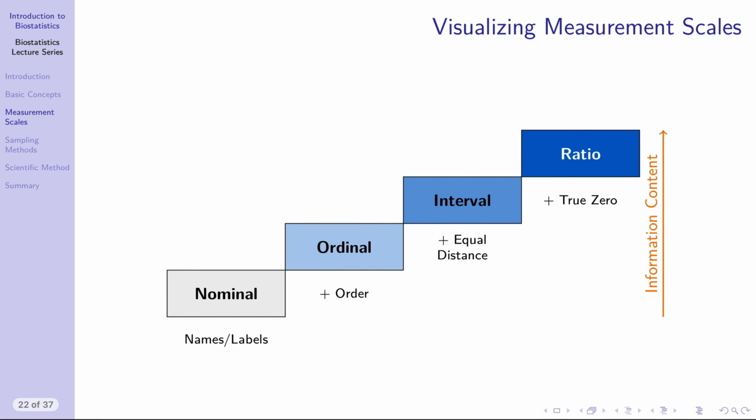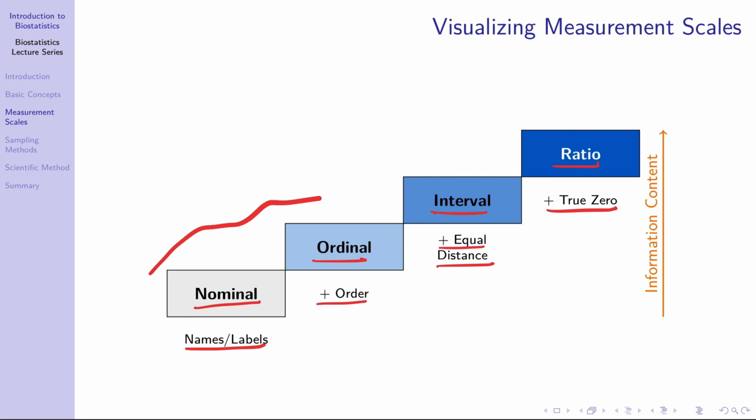So in a figurative way, we can write down the amount of information content that we get from a particular scale of data. When we want to visualize these measurement scales, the nominal scale is names or labels. If you add order to that, it becomes ordinal. If you add equal distance to the ordinal scale, we get the interval scale. And if you add a true zero to the interval scale, we end up with the ratio scale. That is why the nominal scale has the lowest amount of information, while the ratio scale has the highest amount of information.